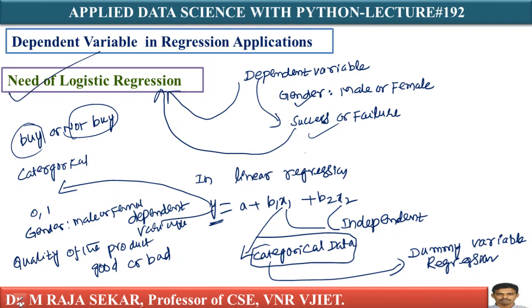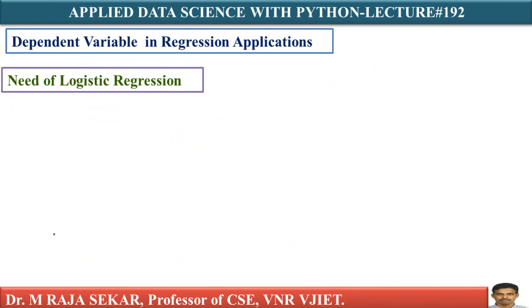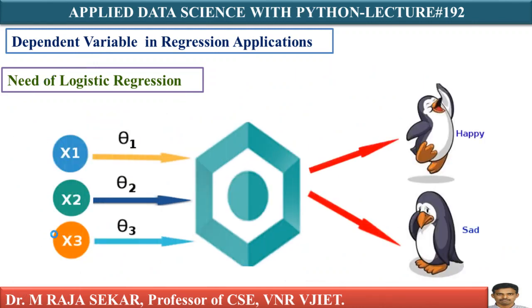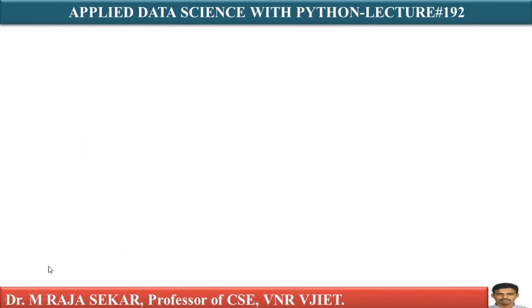I think one can understand. Just go through this, certainly one can understand, isn't it? For example, there are two possibilities, happy or sad. How many possibilities are there? There may be happy, there may be sad. If your dependent variable takes two possible values, happy or sad, buying the product or not buying the product, success or failure, if your dependent variable is categorical data, in that case, you must go for logistic regression.